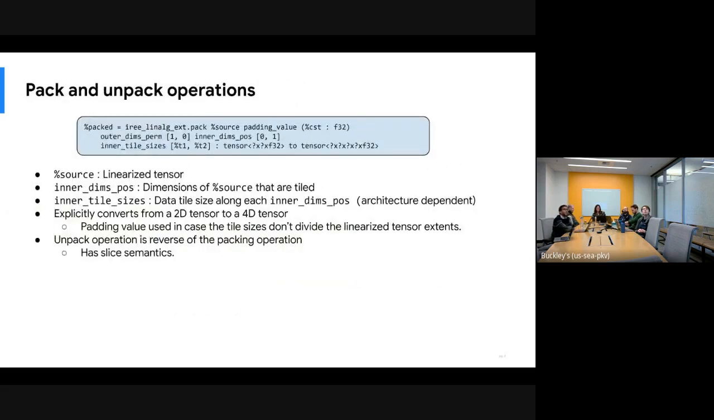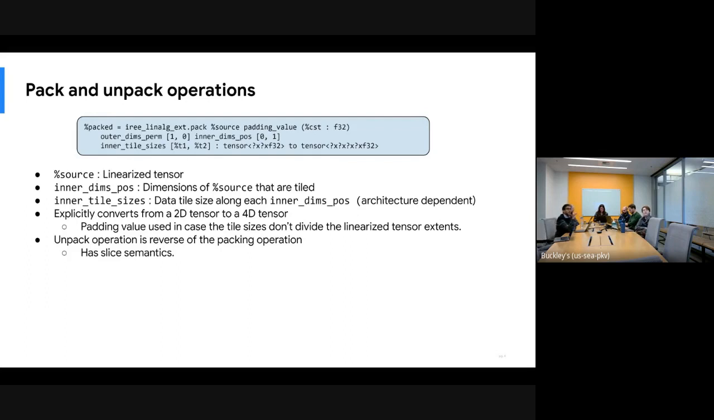Going a little bit more into the details of what the pack and unpack operations are, just looking at the operation itself, it takes a source, which is a linearized tensor. It takes a list of inner dims position. Naming is hard, so the name is a little bit convoluted, but what it is giving you is a list of dimensions of the linearized source that you want to tile. So in this example, the value is 0 and 1, which is saying that both the 0 dimension and the first dimension of the source need to be data tiled.